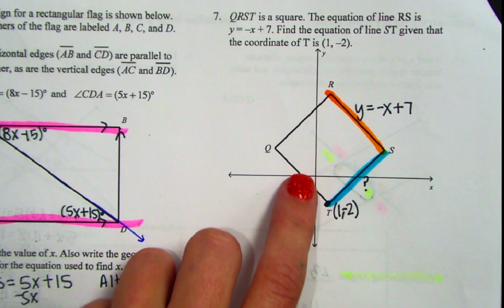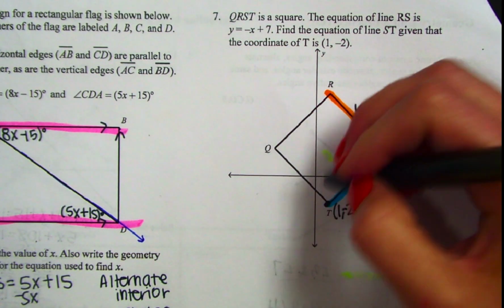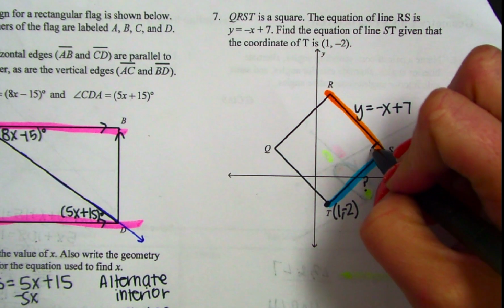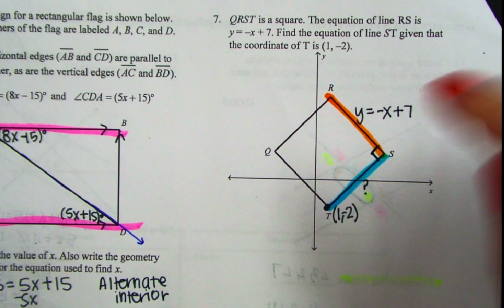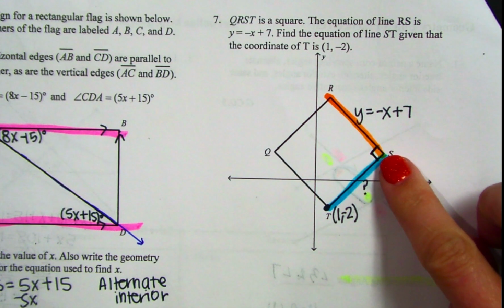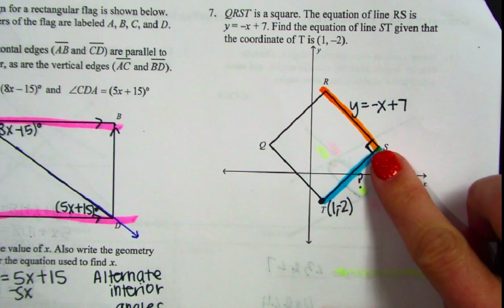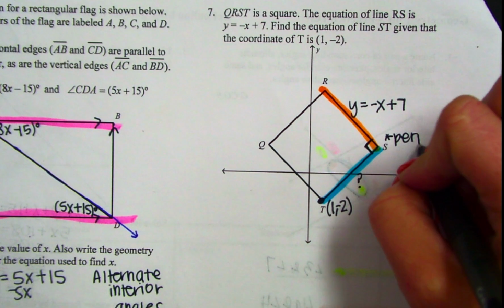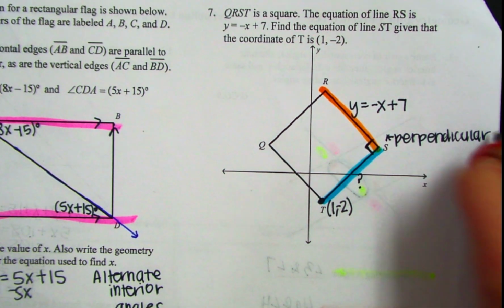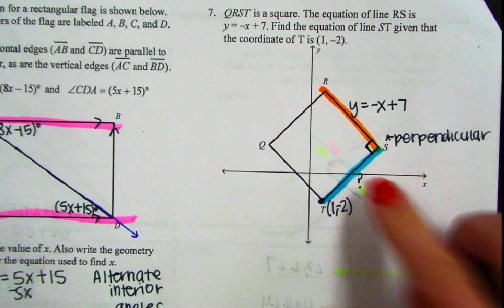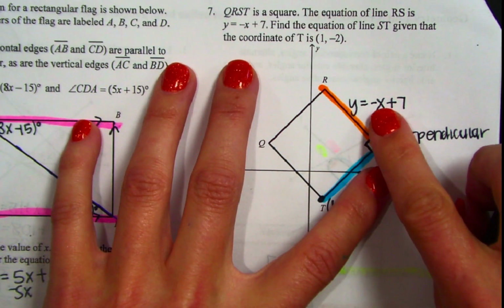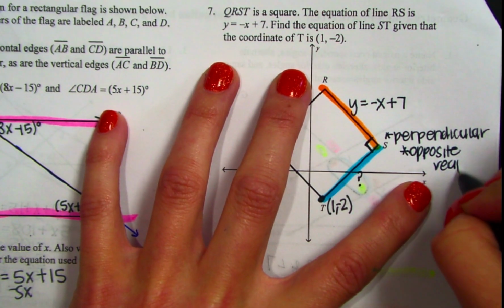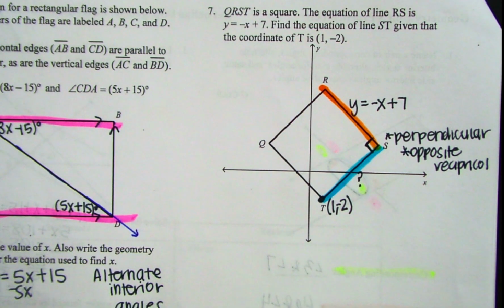All right, so since this is a square, squares have opposite sides that are parallel, and at their corners here, these are going to be perpendicular. So the lines intersect, forming a 90-degree angle. Since these lines are perpendicular, I know that the slope for this line that I'm going to create has to be the opposite reciprocal of this line up here. So again, I'm going to use this rule that says perpendicular lines have slopes that are opposite reciprocals.